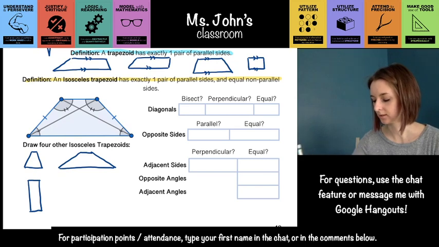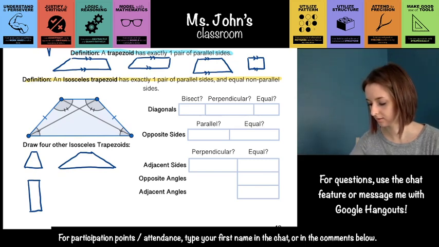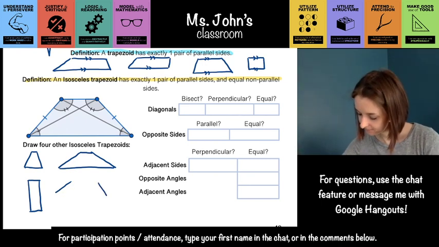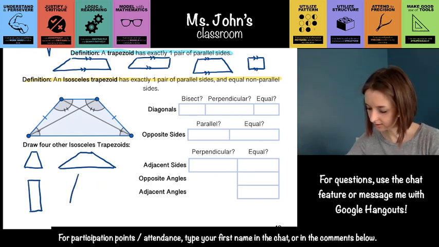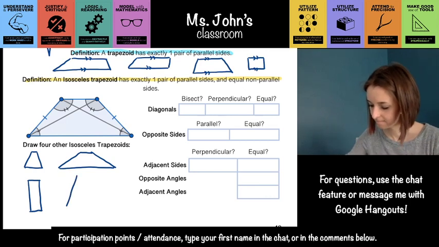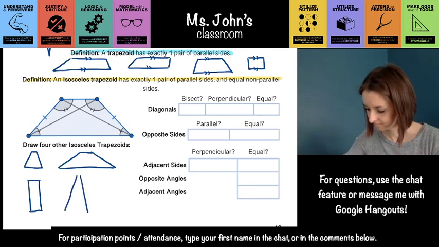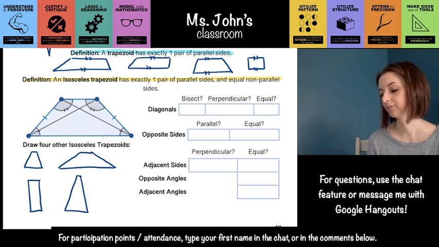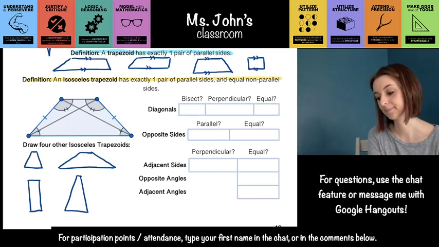Need one more. I'm just going to draw a really tiny one. It looks exactly the same as the one above. I don't know, whatever. There you go. So notice there's not quite as much variation that can happen in an isosceles trapezoid, which helps us out a little bit.